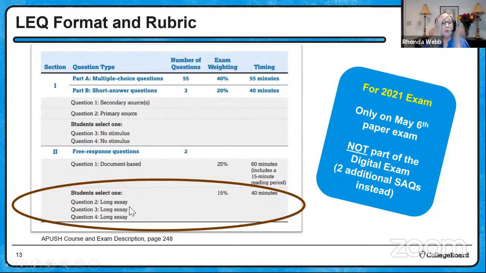So on the LEQ portion of the test, you get a choice of which essay you're going to write. There are 3 different essays that all deal with the same theme. So if you've got the themes in APUSH, maybe migration and settlement, politics and power, America and the world, whatever the theme is, it's all going to be the same. And it's also all going to be the same style of question. They're either all going to be comparison, all causation, or all continuity and change over time. The difference is the time period. So you're going to be able to choose which one you know the most about to write your answer.